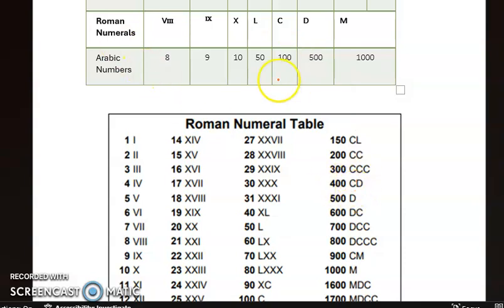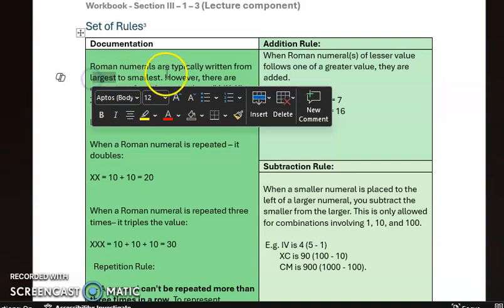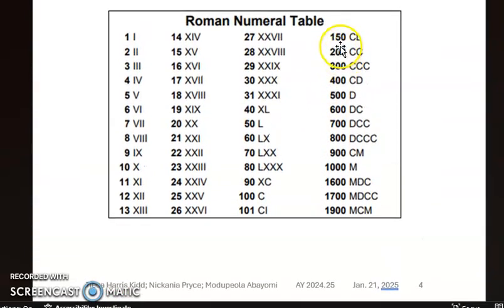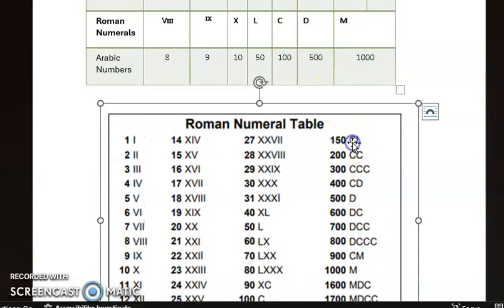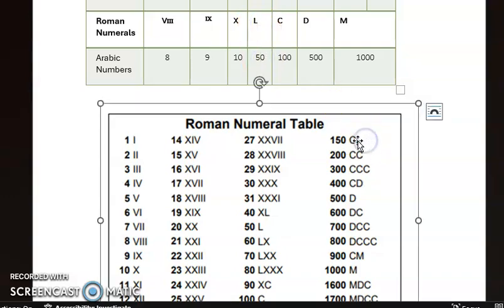Now, let's get the color off the screen. We're going to go down to documentation and set of rules for Roman numeral. Roman numerals are typically written from the largest to the smallest, okay? That is why in 150, C, which is the largest, comes first, and L, which is smaller, comes after.